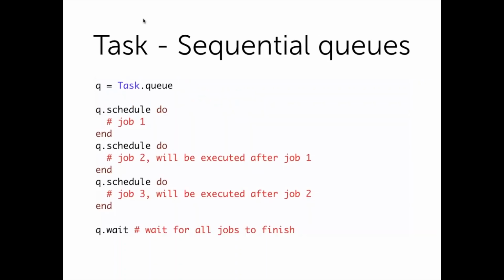You can also create sequential queues. I'm not going to talk much more about that, except that it's very useful. It's a very useful pattern if you want to avoid deadlocks. If you want to avoid creating mutexes for multi-threaded programming, you can use sequential queues instead.